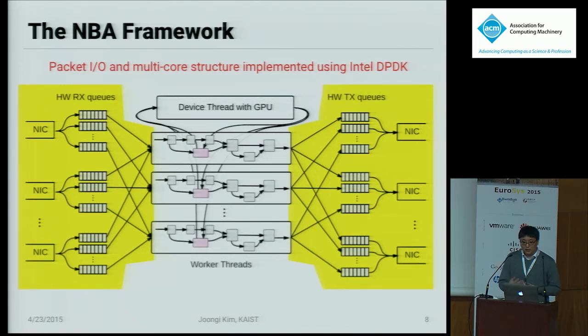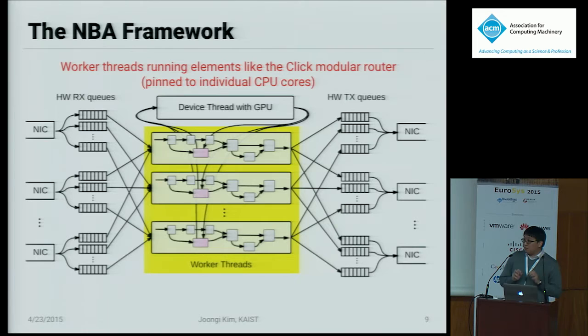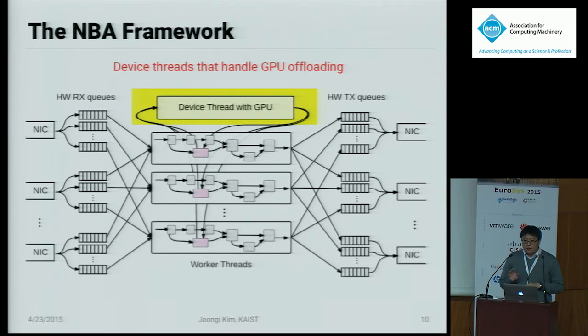In the middle, NBA runs multiple worker threads pinned to individual CPU cores. They execute a packet processing pipeline composed of user-defined elements. There is another type of thread for interaction with GPUs or other accelerator devices. It is dedicated for handling device runtime, such as buffer management and synchronization. The reason to separate device threads from worker threads is to avoid internal synchronization overheads found in GPU runtimes.